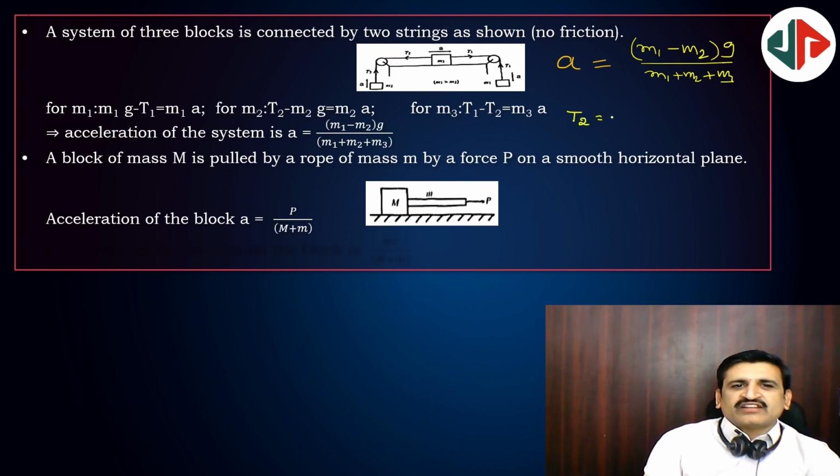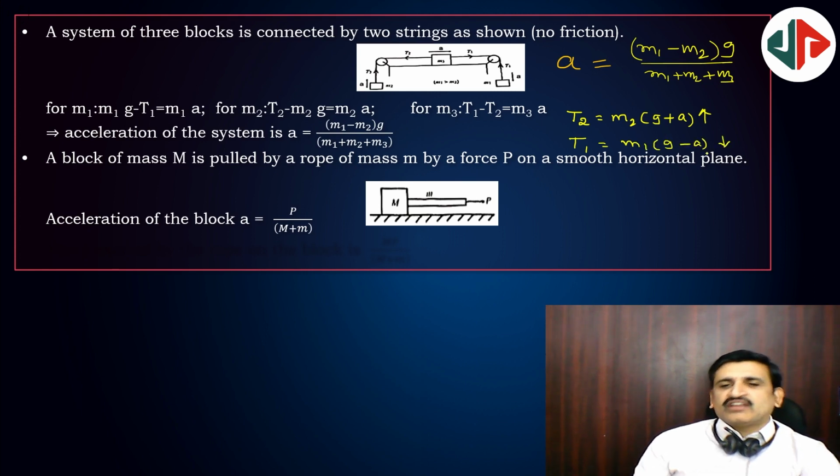T2 on the left side is equal to m2 of g plus a, because it is going up. And T1 is equal to m1 of g minus a, as it is going down. Whenever the mass is going down, you need to go for g minus a, going up g plus a. And the acceleration of the block a equal to, this is another example.